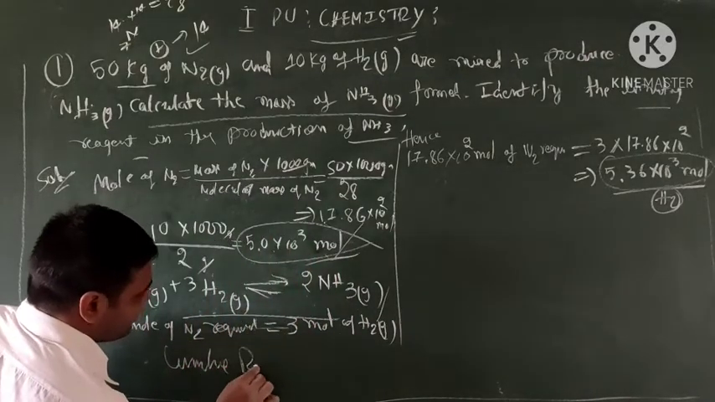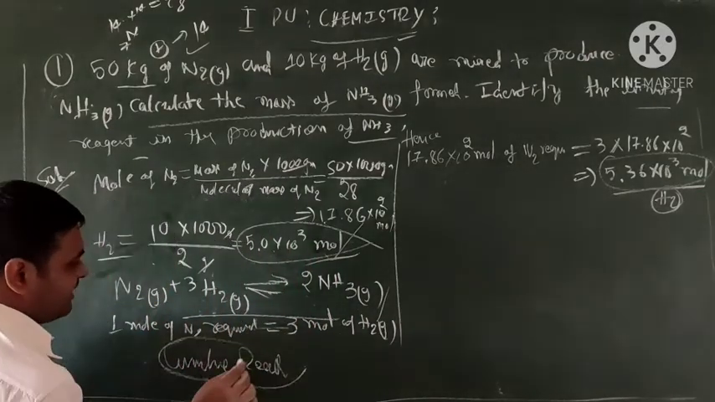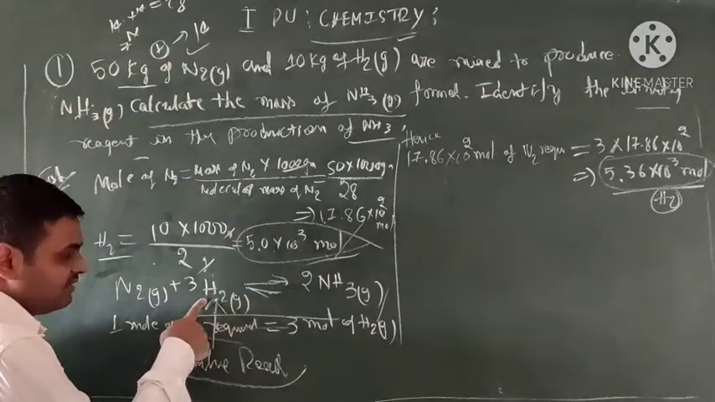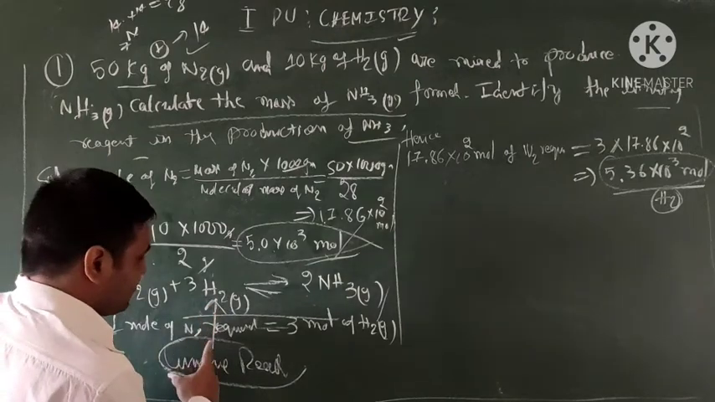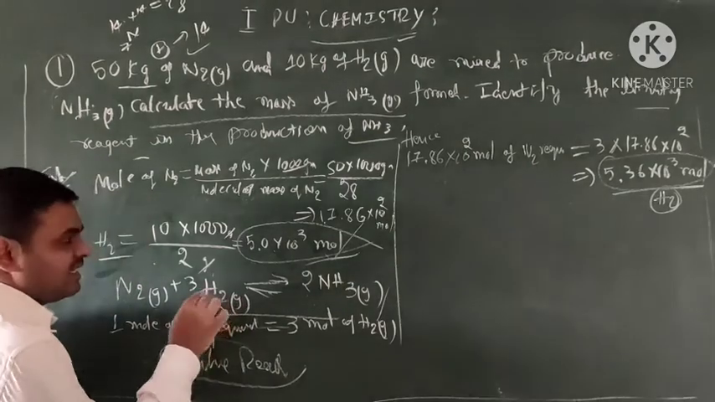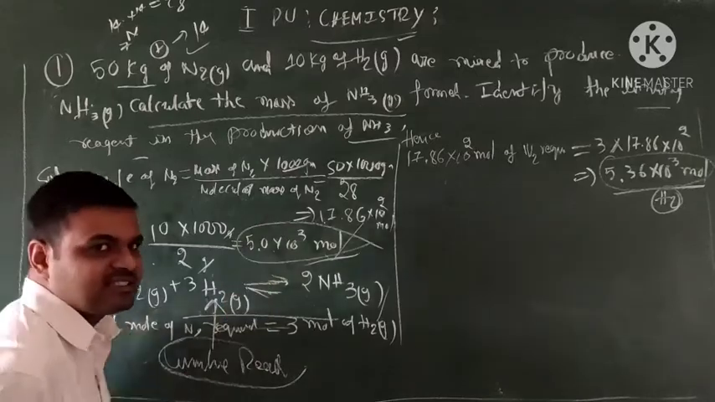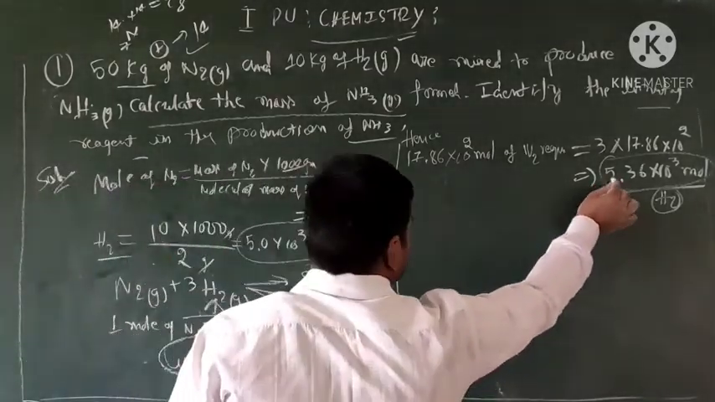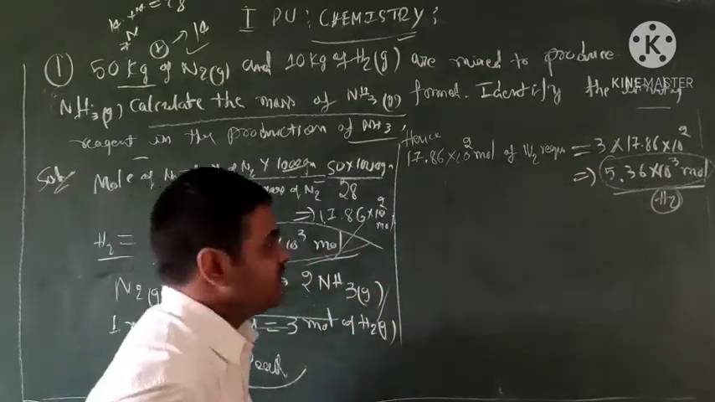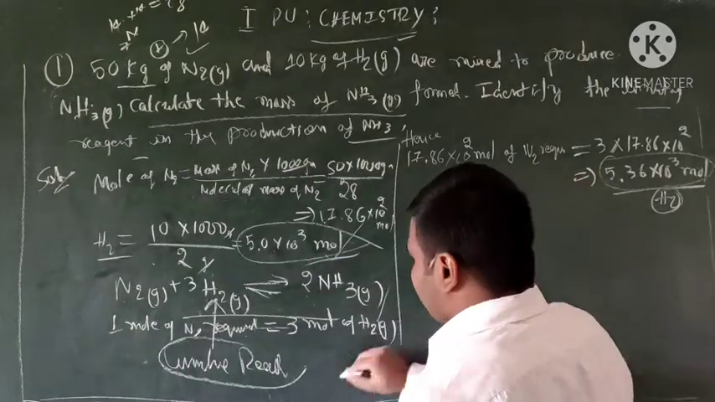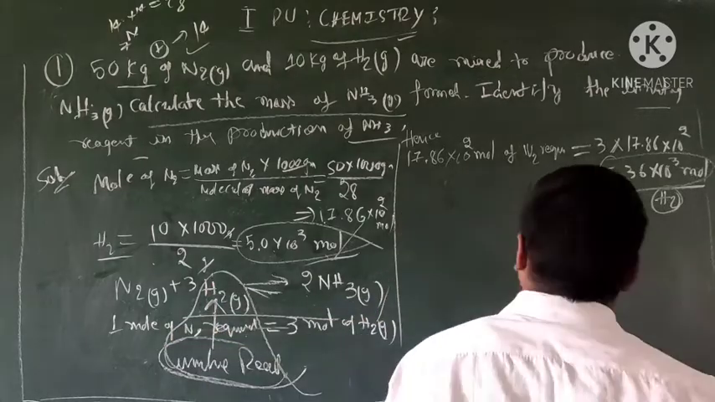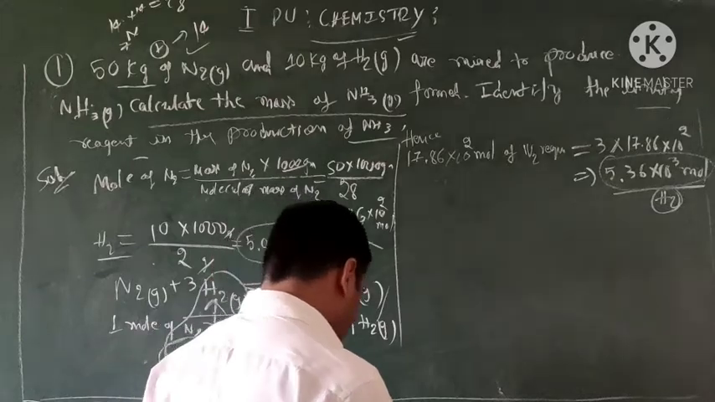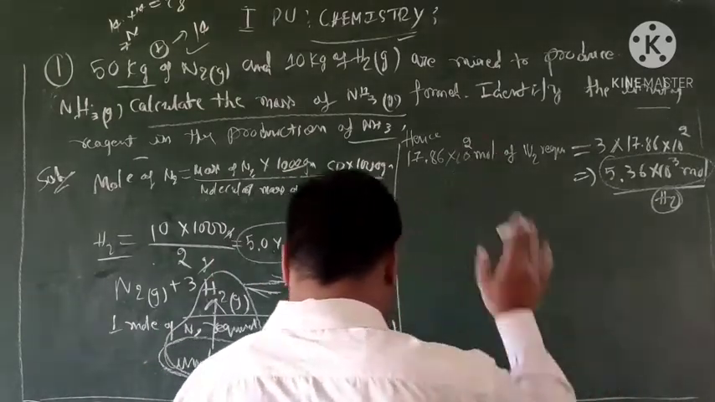Which one is the limiting reagent? The limiting reagent is the one that combines completely. The H2 gas molecules are in very less amount. That makes this the limiting reagent. Limiting reagent means completely consumed. This is actually 5.36, but here it is 5.0. So the limiting reagent is H2 gas molecules. Okay, so the limiting reagent is H2 molecules.